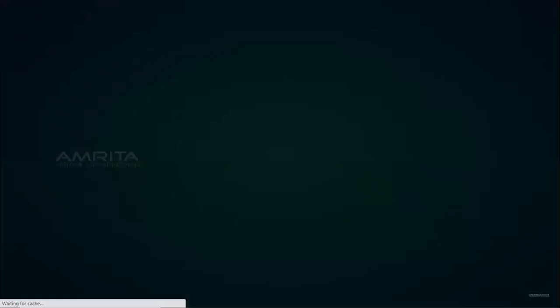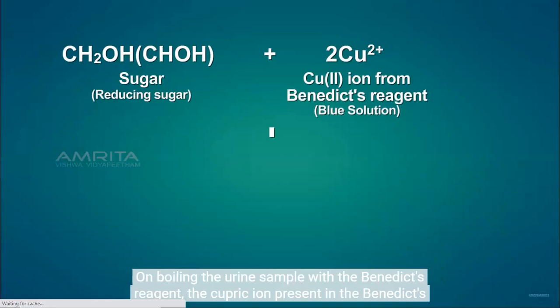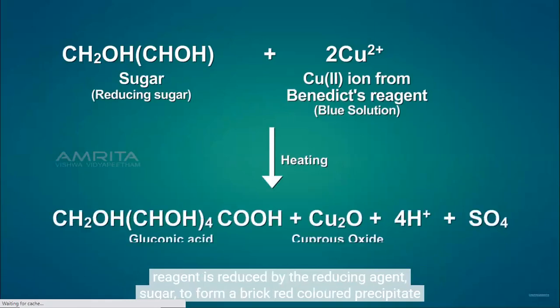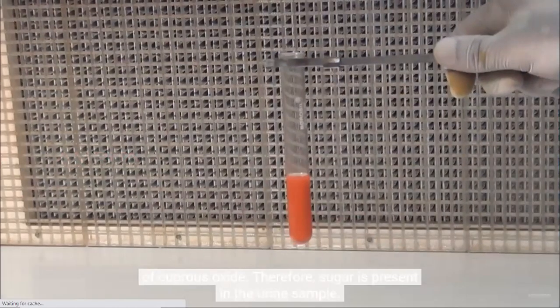Conclusion. On boiling the urine sample with Benedict's reagent, the cupric ion present in the Benedict's reagent is reduced by the reducing agent, sugar, to form a brick red colored precipitate of cuprous oxide. Therefore, sugar is present in the urine sample.